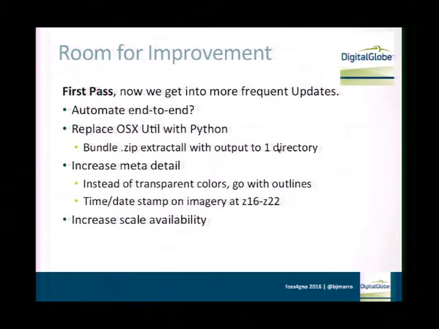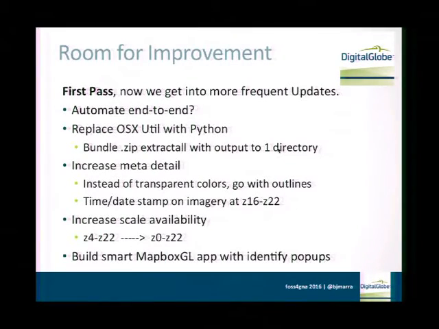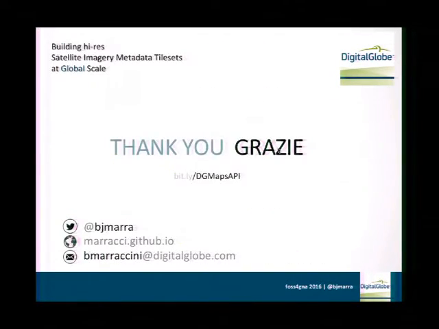And of course, increase scale availability. So I'd like to have the metadata available at scale 0, so I can zoom all the way out to the globe and show it in one holistic view for people to understand how recent is our imagery really. And then I'd like to be able to build a smart Mapbox GL app, which our users can go in and actually identify on the pop-ups and possibly get more than just 2 metadata attributes.